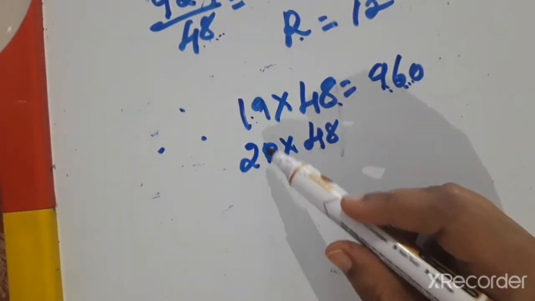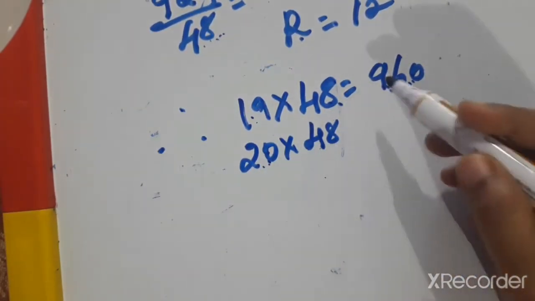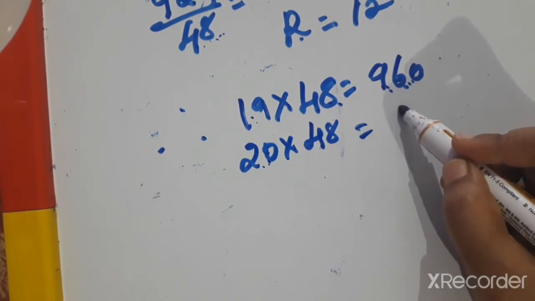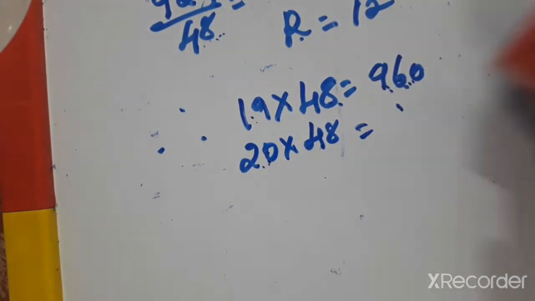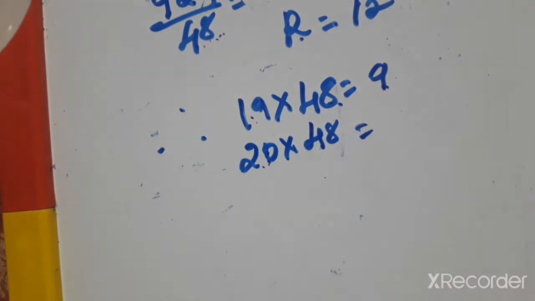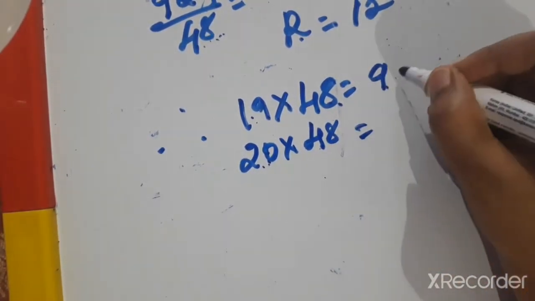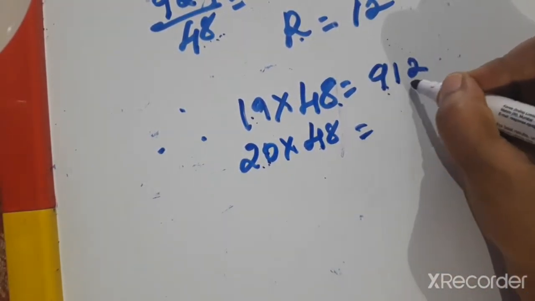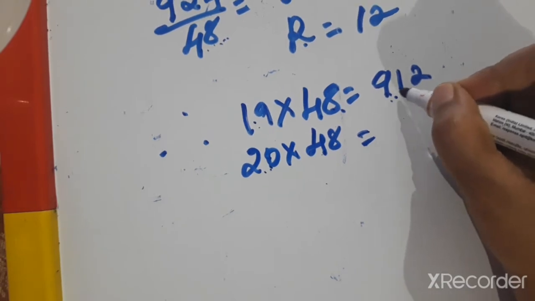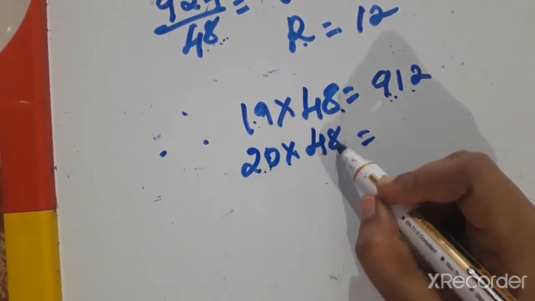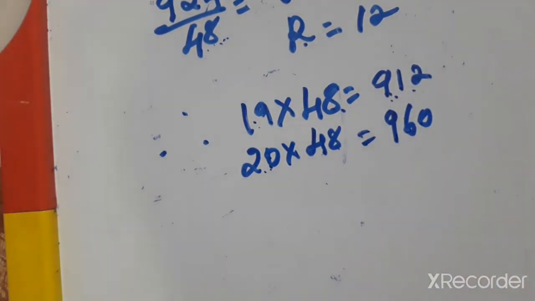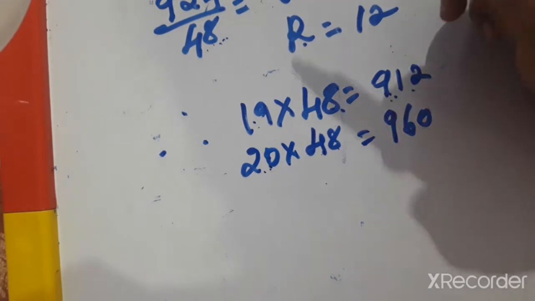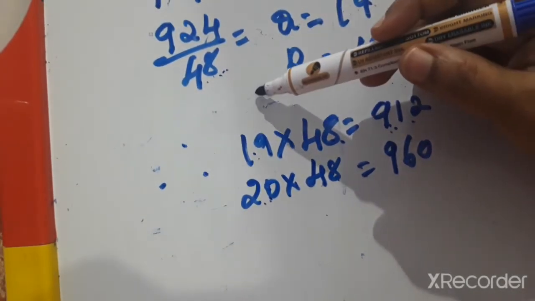After 19 the next number will be 20. 20 into 48, how much? Sorry, 19 into 48 is 912, that is the previous answer, the perfect multiple. Then multiply 20 into 48, that is 960. Then we compare with the division of 924 divided by 48.